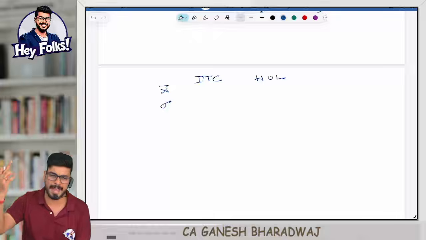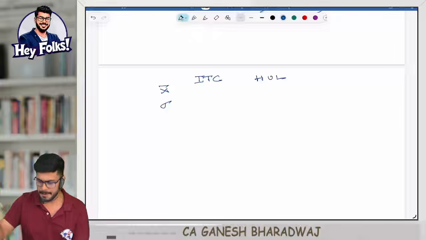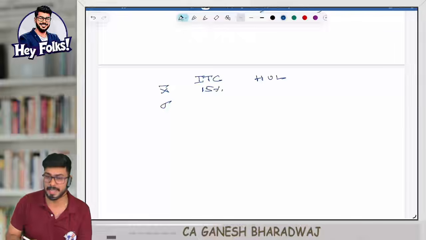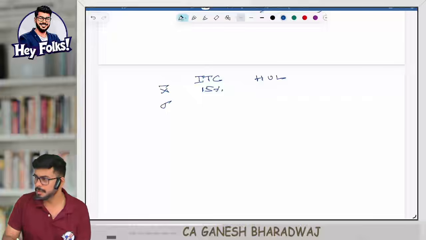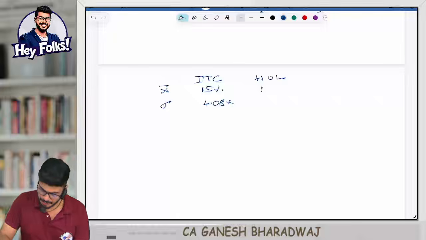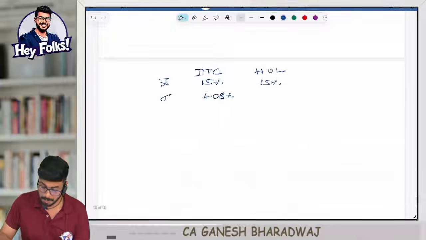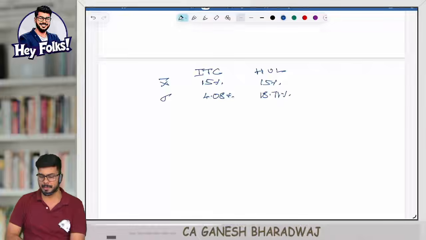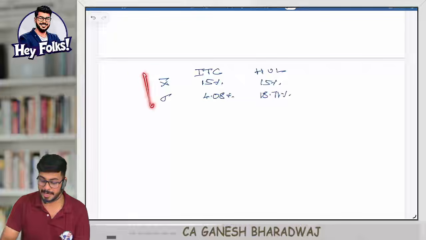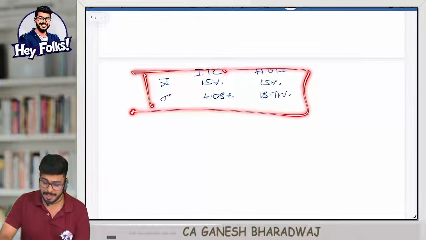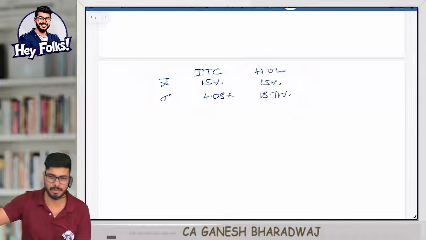ITC, what was the expected return? 15%. What was my standard deviation? 4.08%. How about HUL? 15%. What was my standard deviation? 18, no? 18.1%. Now, first, before I get into which stock is preferable, which is a better stock, let's do that in a while from now.